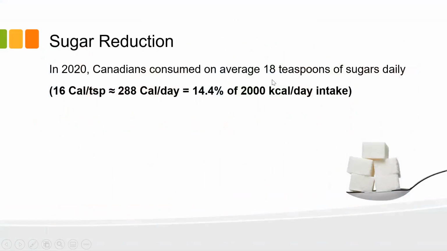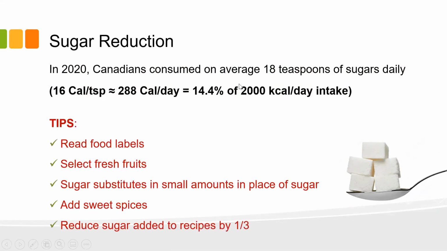Oh, there's the number there, 18 teaspoons of sugar daily. I think I got this from Stats Canada. And so it's about 288 calories per day. And that's about 14% of a 2,000 calorie per day diet intake. So remember, the World Health Organization and Diabetes Association were recommending no more than 10%. And they tell people to aim towards no more than 5%.